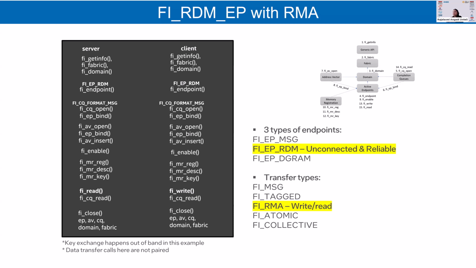Different providers also support RMA operations with the RDM endpoint. In this example, we see that we have used FI_EP_RDM, that's the RDM endpoint, and we are doing the RMA operation by specifying the capability FI_RMA with the write and read data transfer calls. So now let's look into the collectives.